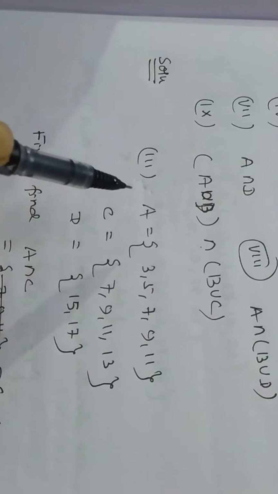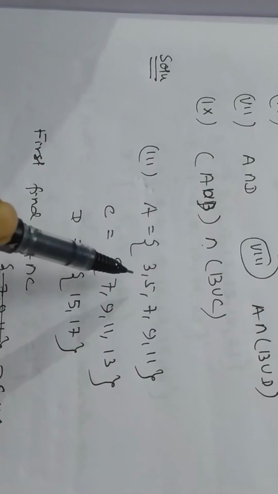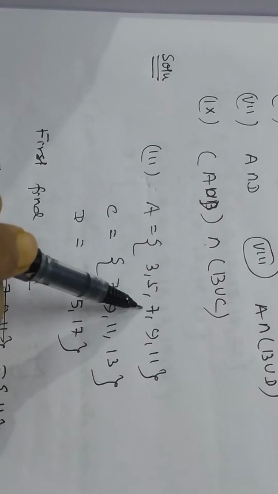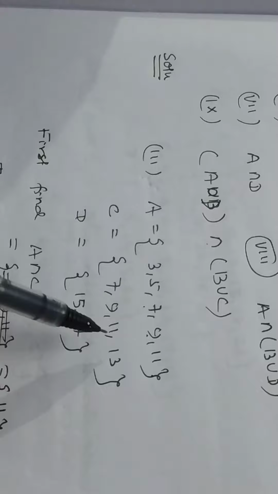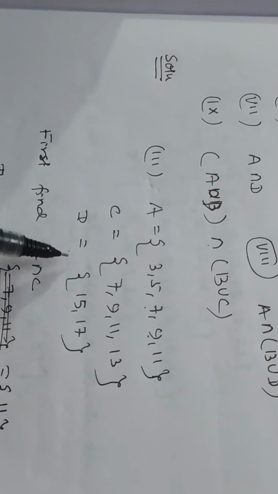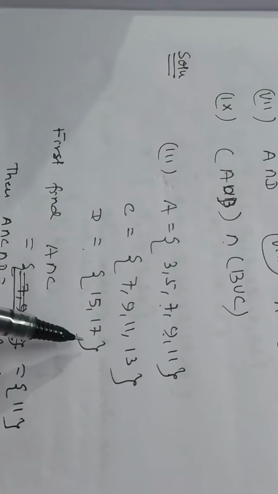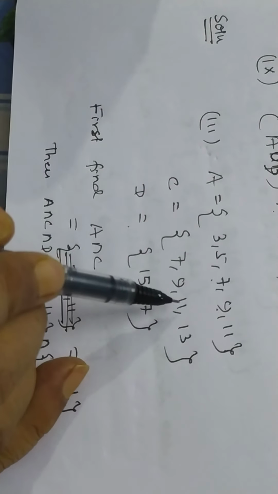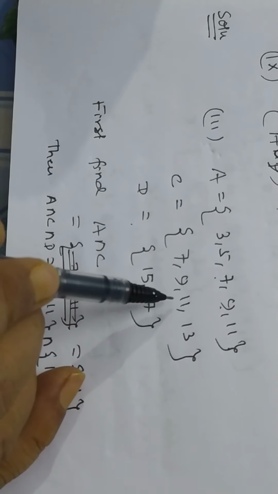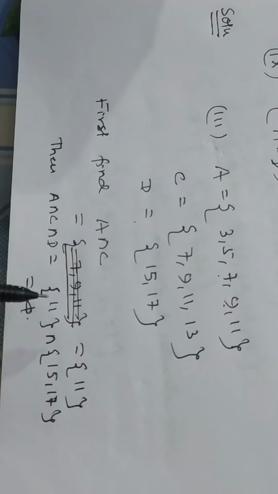Problem number 3. A is equal to 3, 5, 7, 9, 11. C is equal to 7, 9, 11, 13. D is equal to 15, 17. So first you find A intersection C. What is common in A and C? Only 11 is common. A intersection C, first you find.